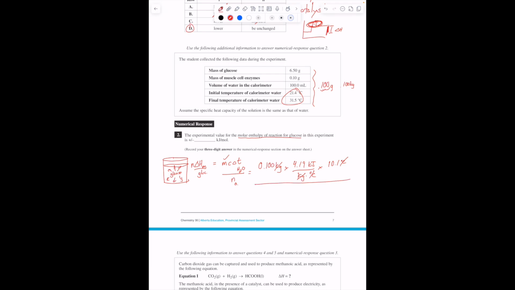Divide that by my mass of glucose, which is 6.50 grams. And this is calling for moles, so I'm going to just cancel my grams. So I'm going to do moles over the molar mass of glucose of 180.18 grams. Grams cancel. Now you can see why I put in the kilojoules here in the kilograms, because now I have kilojoules per mole, which is what they want for an answer. And I calculate that, and I get 117 kilojoules per mole.